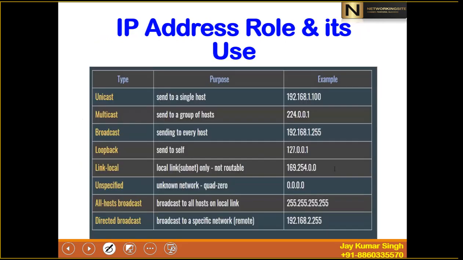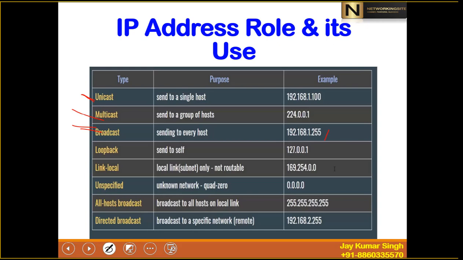Okay, here are the IP address roles. Unicast IP means that the IP address can be assigned to a single system. Multicast means that the IP address can be assigned to a group of systems, and that IP address is part of Class D. Broadcast IP address, you cannot assign, because it is used for sending a broadcast message to the network, to a specific network.